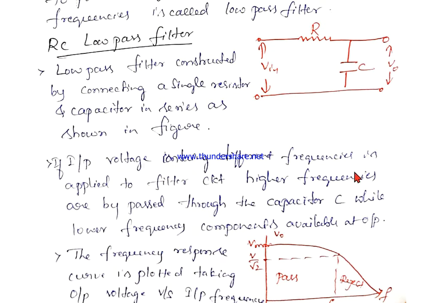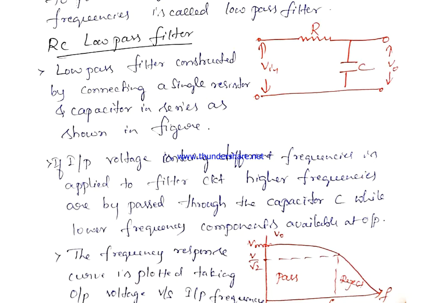If we provide an input voltage containing a range of frequencies applied to the filter circuit, higher frequencies are bypassed through the capacitor while only lower frequency components are available at the output. So when the range of frequencies is given as input to the resistor, the capacitor will bypass the higher frequencies and only lower frequency components will be available at the output.